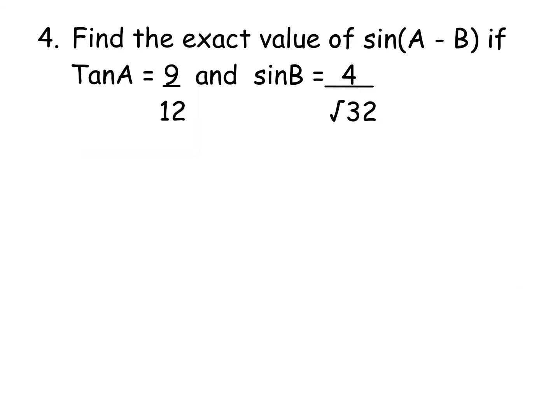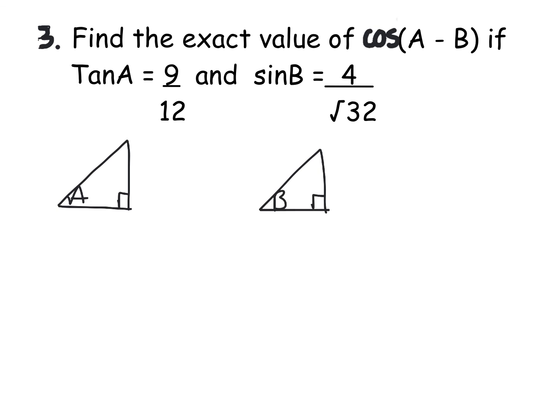So let me do one more example like that last one, okay? No, I tell a lie, I've got one more example to do. Find the exact value of cos(A minus B) if tan A is this and sine B is this. So this is using your triangles again, so let's sketch out two triangles. We've got an A triangle and a B triangle. Tan is opposite over adjacent, so our opposite is 9, our adjacent is 12. For sine, our opposite is 4 and our hypotenuse is root 32.